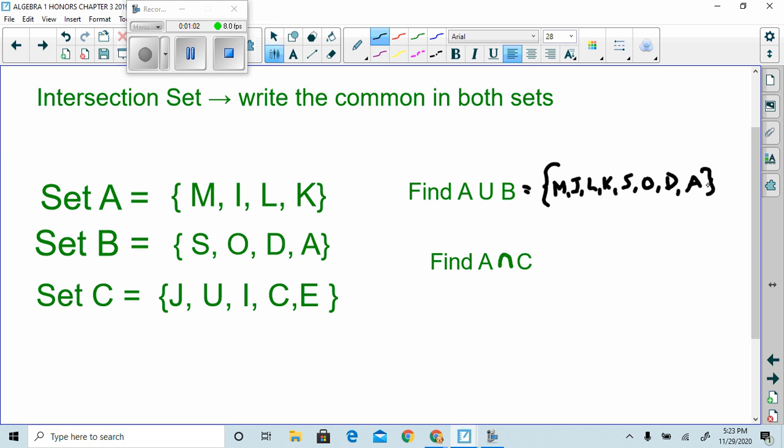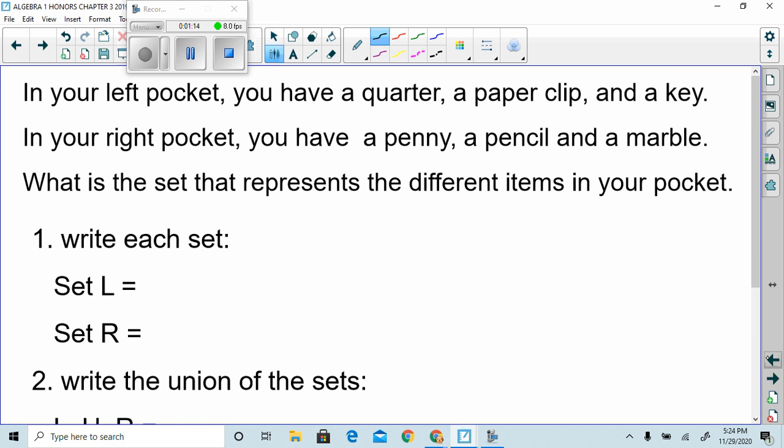In the second one, they want the intersection. What's the same in both A and C? Well, it looks like there's only one element the same, and that's the letter I. And there are your union and intersection sets.